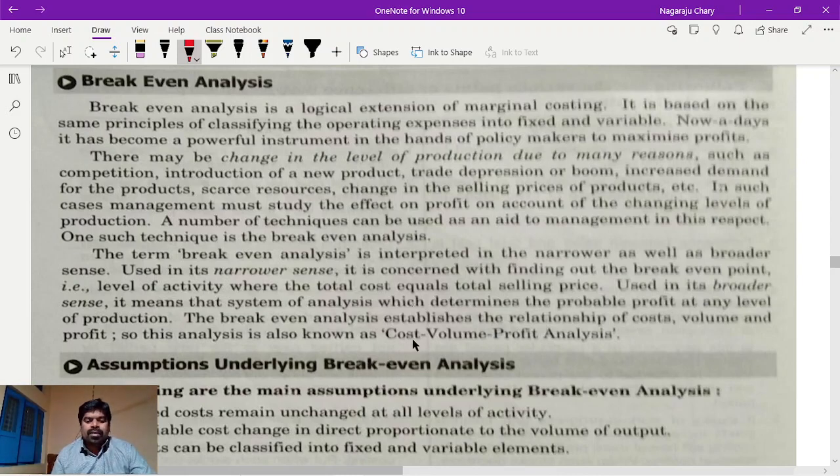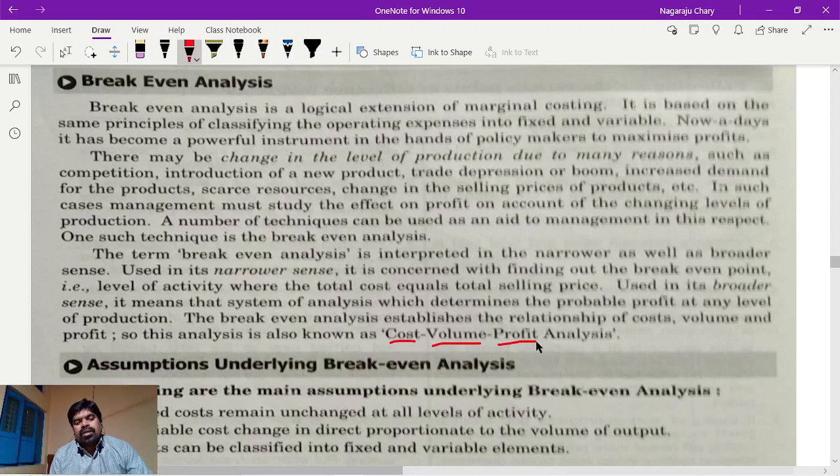In the same way, how much cost is incurred, how much production we produced, the value of production, and how much profit we are going to earn. This analysis is required by the management because they are the investors. So this analysis is very useful to the management. So BEP, break-even point analysis, is nothing but CVP analysis.